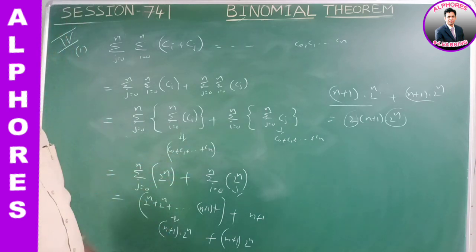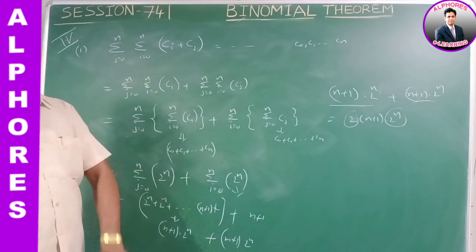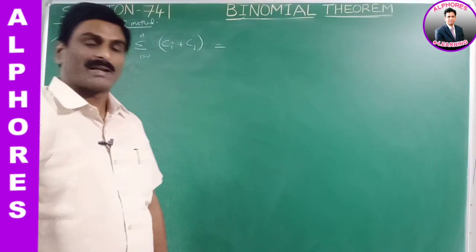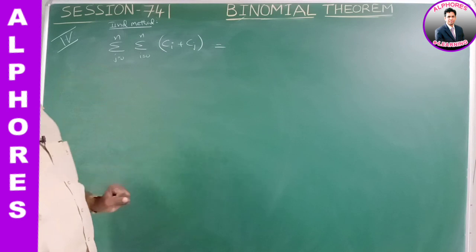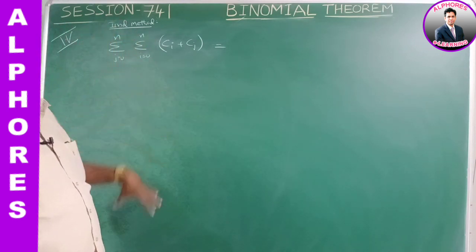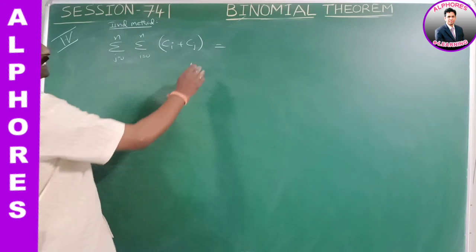Please note this value. Next, the alternative method. Next, the second method. It is a very, very important method. Generally, to find this expansion, we use this method only. Okay, please note this value.